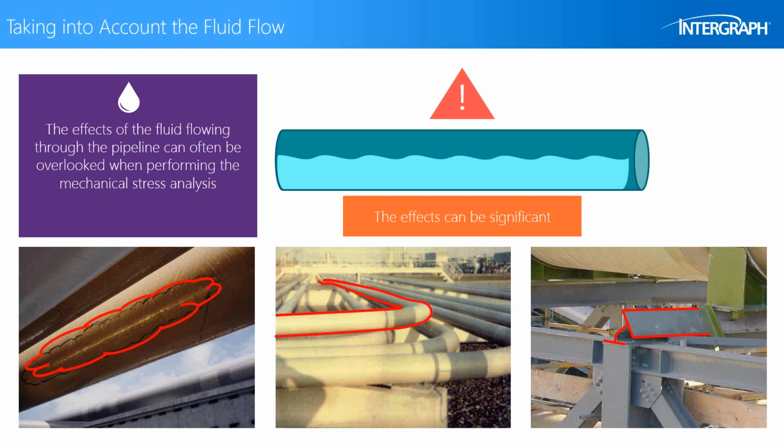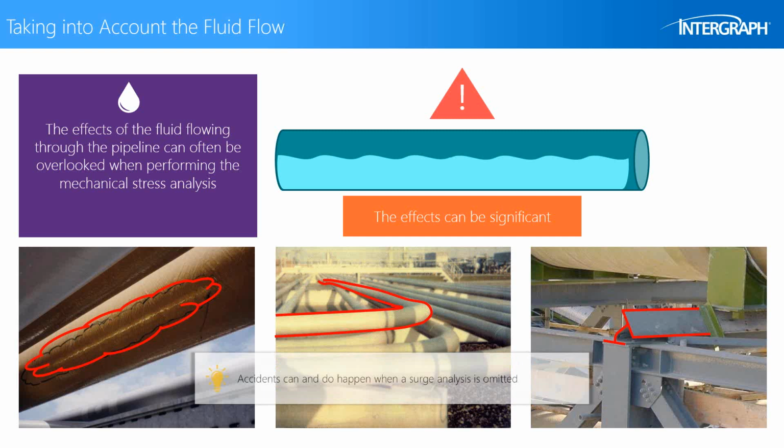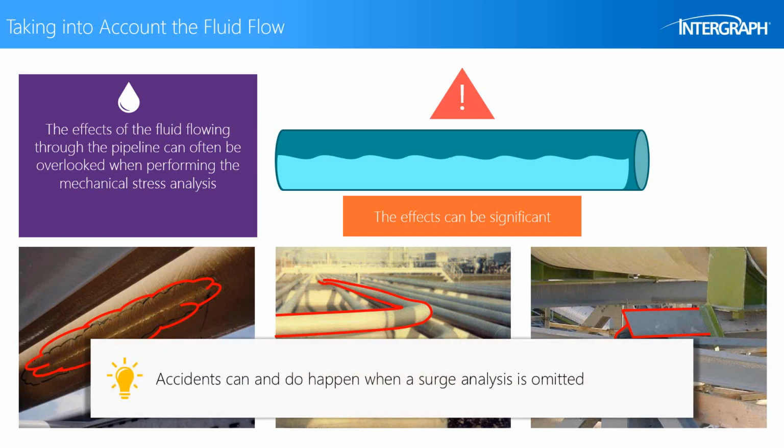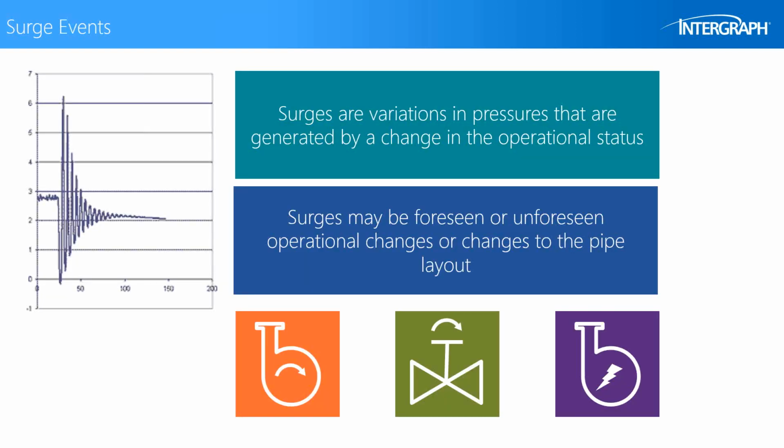And the image on the right-hand side shows quite clearly that the steel member there has become deflected and has bent out of shape, and also the pipe support has become sheared and has failed, again due to some high axial loads that weren't accounted for, all caused by the fluid flowing through the system. So as we can see, accidents can and do happen when a surge analysis is omitted from your piping analysis.